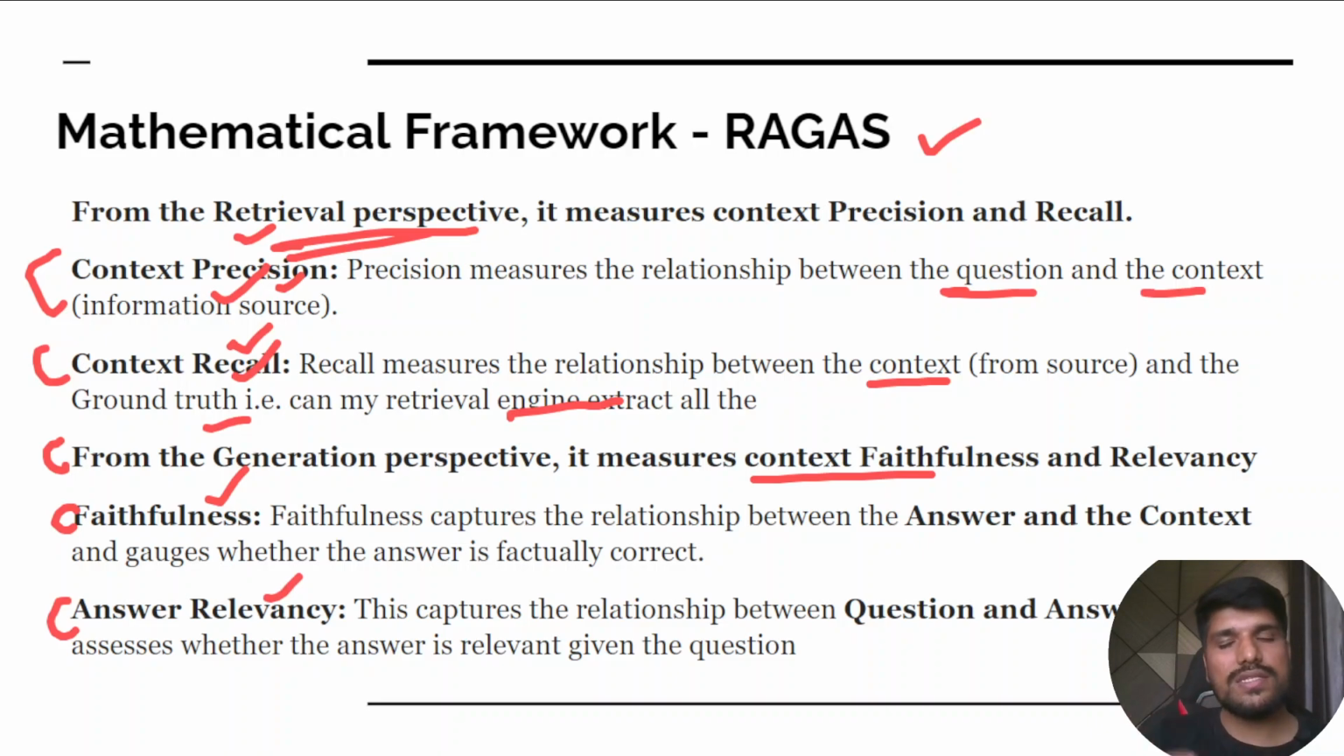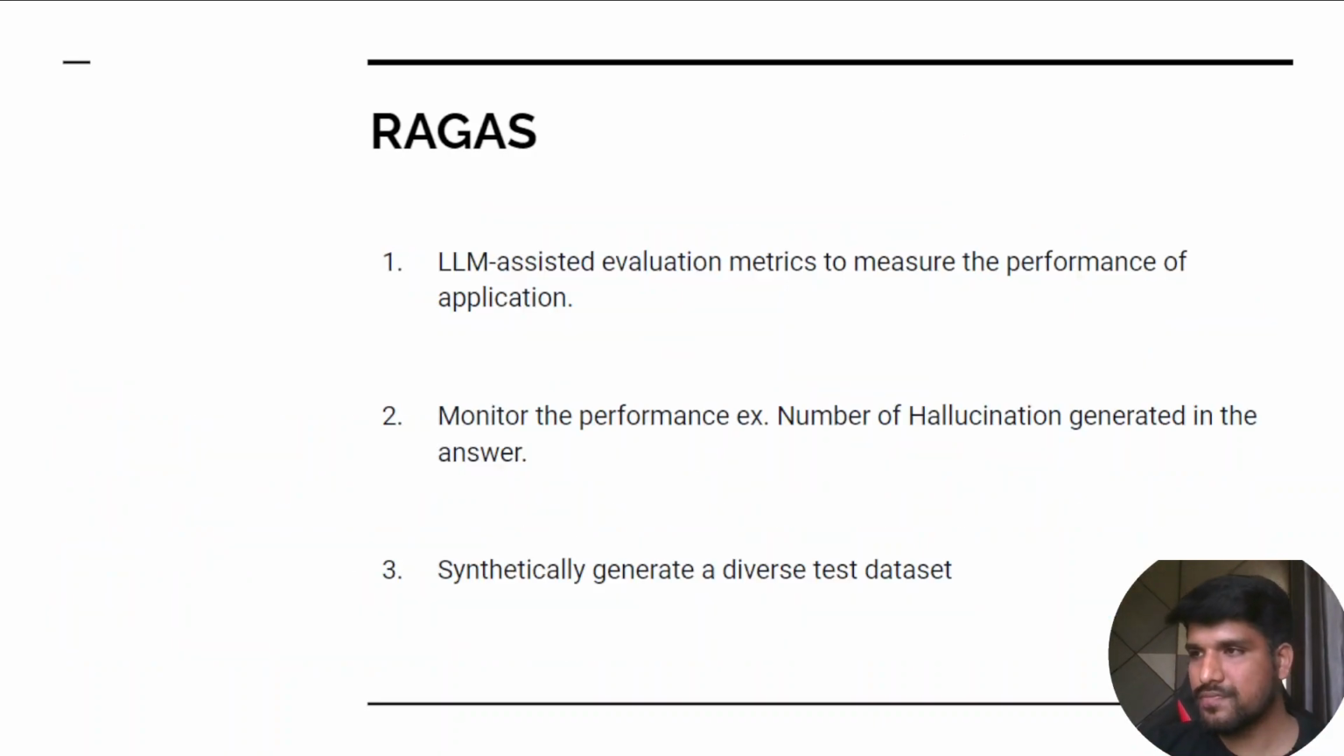Okay, so answer relevancy always checks whether the answer is relevant to the question, and faithfulness always checks whether the generated answer is coming from the context or not. These two metrics are very helpful for doing RAG, and the RAGas framework gives these two metrics as well. I hope you remember, for the generation you always check the faithfulness and the relevancy, and from the retrieval perspective you can always check the precision and the recall.